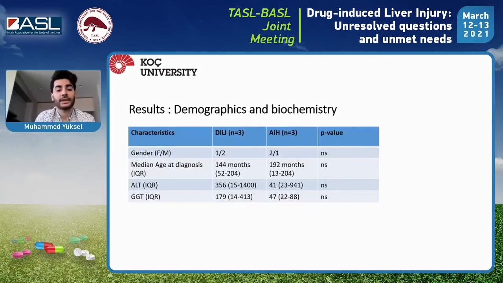Sorry. So the demographics, well, 3 in each group. DILI patients, there was 1 female and 2 male patients, whereas in AIH there were 2 female and 1 male patient. The DILI patients tended to be younger, however, their liver damage seemed to be exacerbated compared to the AIH group, though not reaching a significant difference.